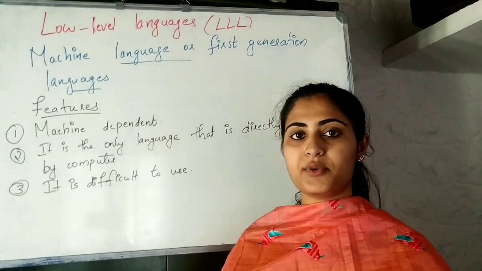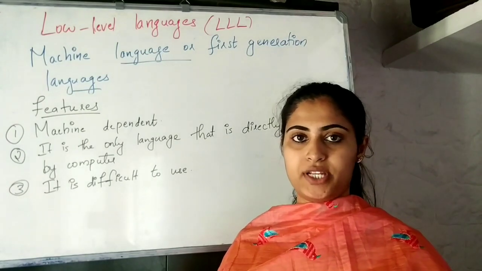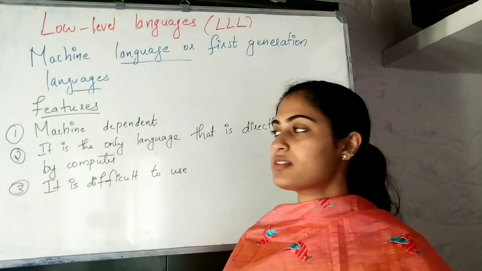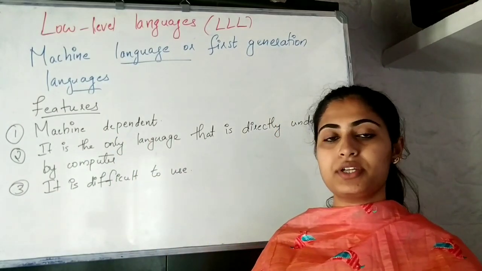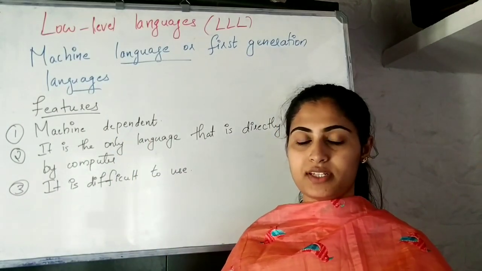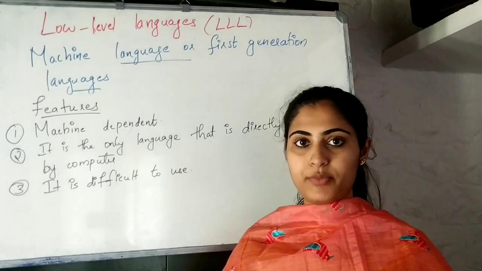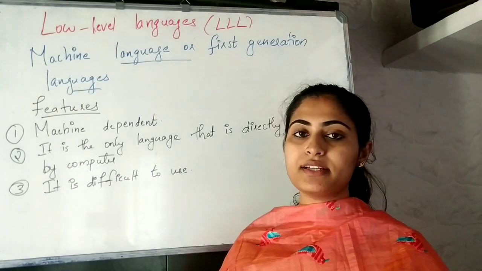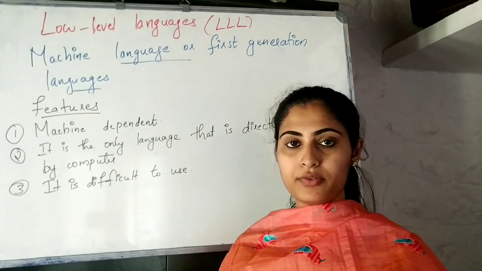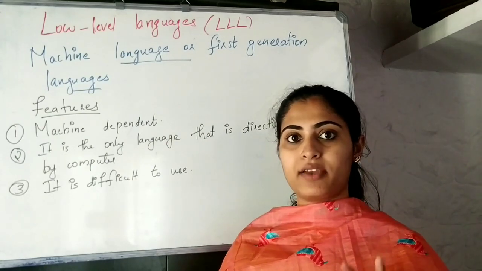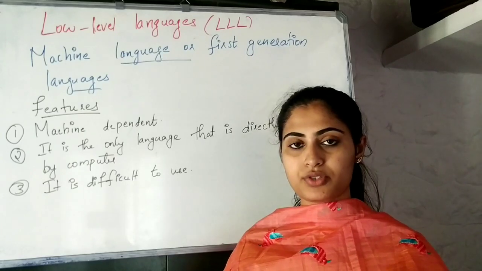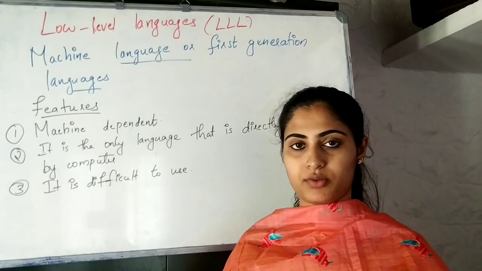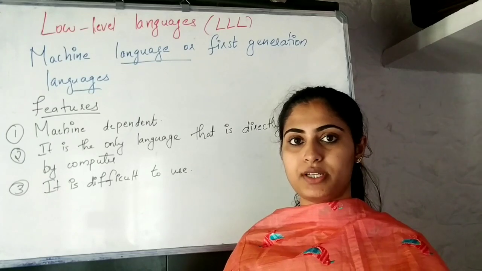Next, let us see some of the features of machine language. First feature is it is machine dependent. What do you mean by machine dependent? Machine dependent means this type of machine language is designed for only one type of computer, and it can be used only in that type of computers. That is what you mean by machine dependent.